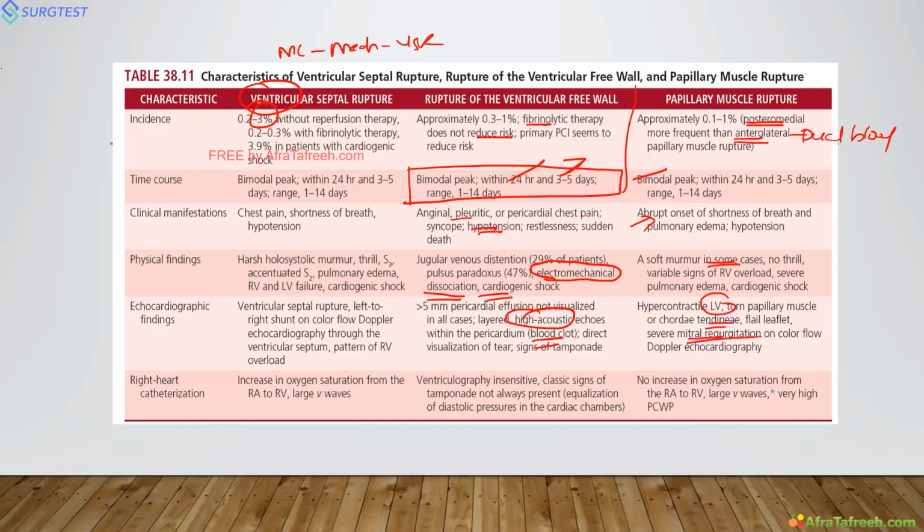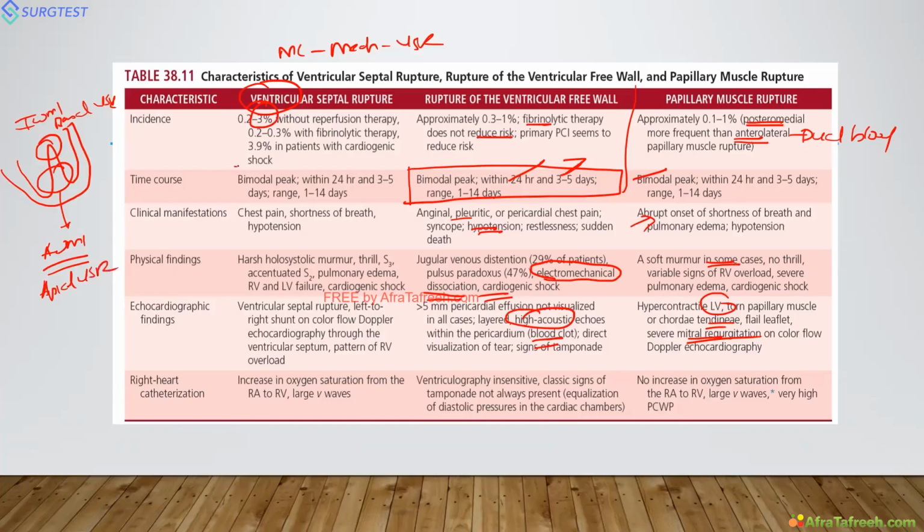Then VSR. VSR is also a complication. It occurs in the ventricular septum. Whenever you have an inferior MI, it can be a basal ventricular septal rupture. Whenever you have an anterior MI, it is an apical VSR, because of the segments involved. It is also a bimodal peak, with a harsh systolic murmur. Then you can see the color flow in echo.